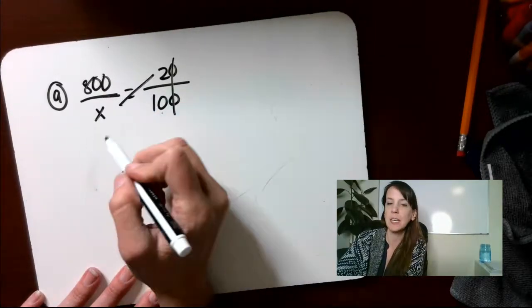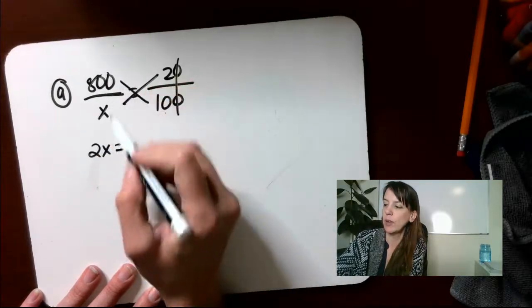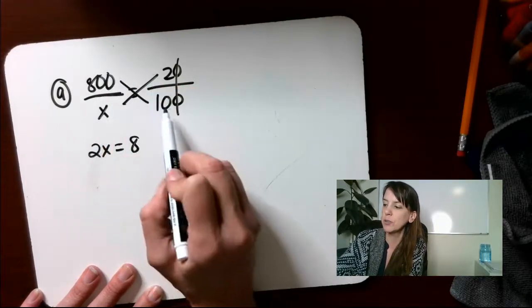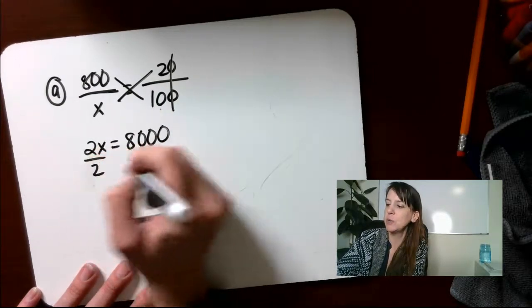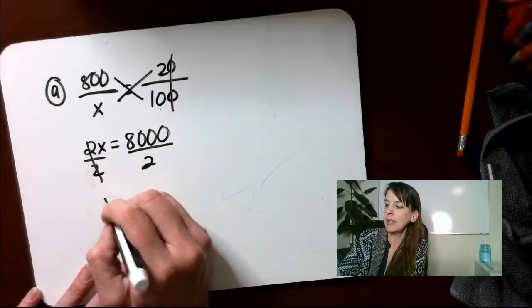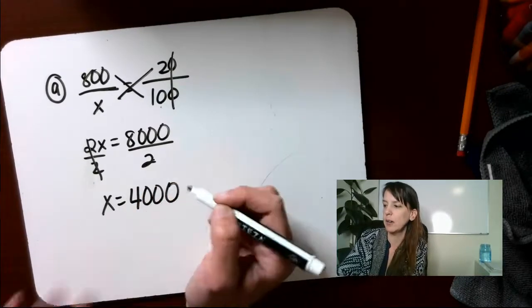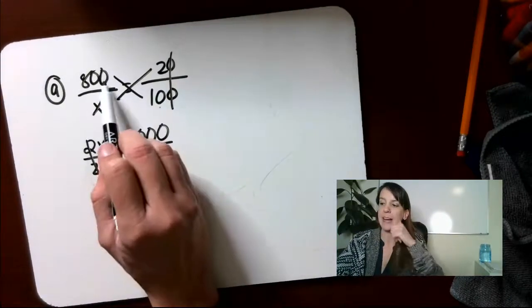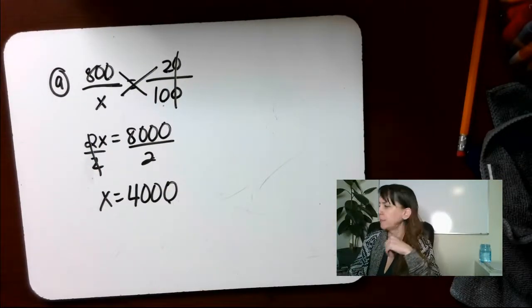So 800, actually, let's do this. This times this gives me 2x equals 8 times 1 gives me 8. 1, 2, 3 zeros. Divide by 2. X equals, and this just means cut in half, so x equals 4,000. So 800 is 20% of 4,000, okay?